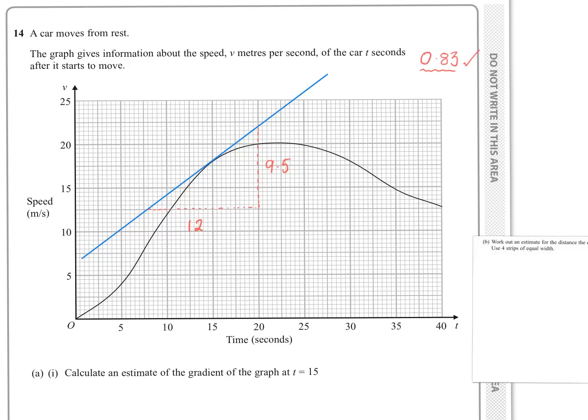So let's have a look. 9.5 divided by 12, and that gives me 0.7916 recurring, so I'm going to say 0.79 to 2 decimal places. Okay, so let's move on to the next part.